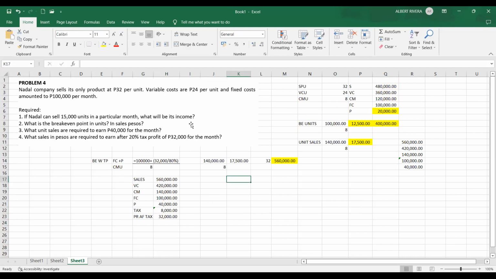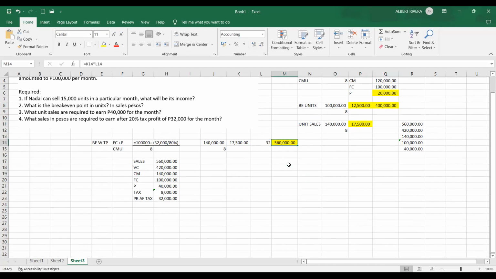So answers in problem 4. Item 1, 12,500 units, no? What will be the income at 15,000 units? The answer is 20,000. Next, what is the break-even point in units? That is 12,500. The break-even point in pesos, that is 400,000. And what is the unit sales required to earn 40,000? So that should be 17,500 units. While the sales in pesos required to earn 20% after tax profit of 32,000, the answer should be 560,000 pesos.